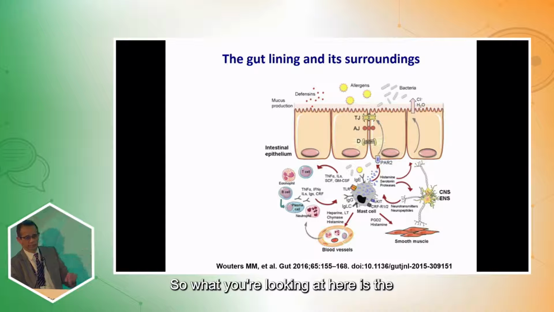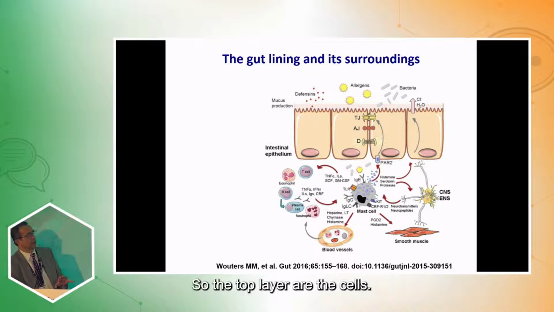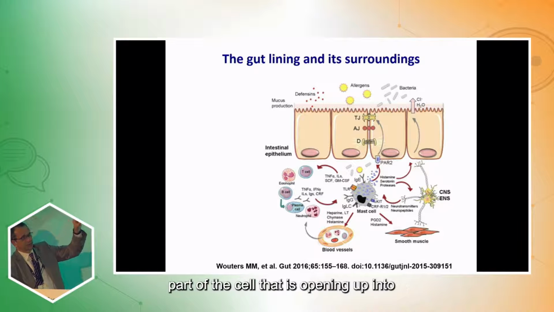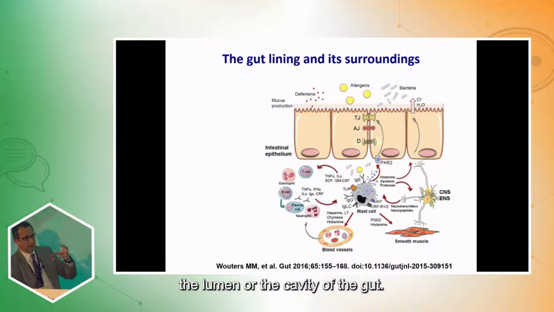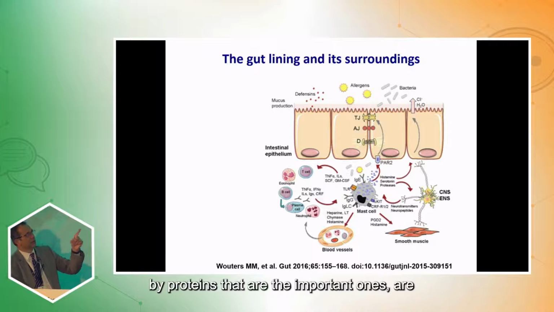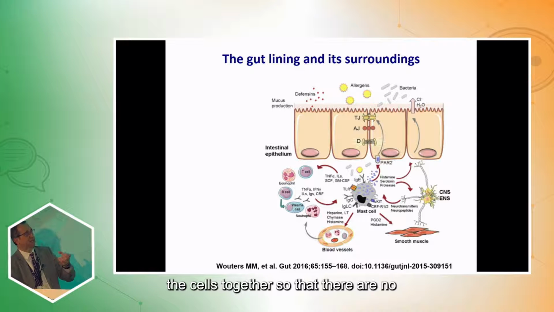So what you're looking at here is the lining of the gut and its surroundings. So the top layer are the cells. You can see 4 cells, and the little serrations at the top are the part of the cell that is opening up into the lumen or the cavity of the gut. And these cells are very tightly bound together by proteins, the important ones being the tight junction proteins, that literally zip up the cells together so that there are no gaps between the cells.